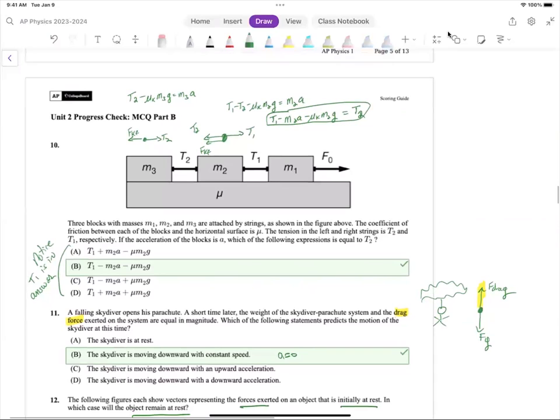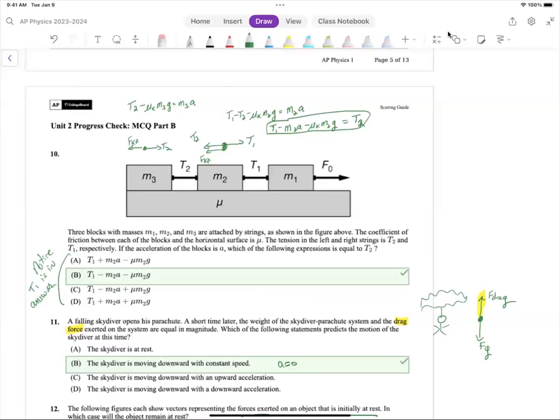Now, I started writing all the equations up above, and then I looked at the answers. The answer has T1 in it. Every answer has T1. So go and find the free body diagram that has T1 and T2 in it and solve for T2. So it's the middle block. T1 to the right, T2 to the left. Since I'm accelerating to the right, friction is to the left.